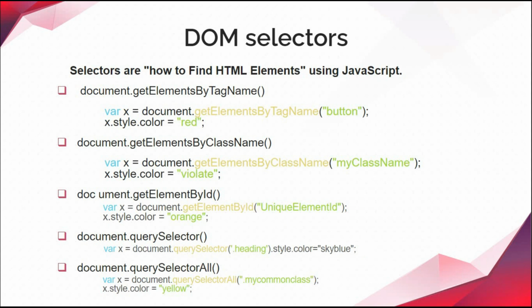The fourth one is document.querySelector. In this case, only one HTML DOM element would be returned whose class is heading. And the fifth one is document.querySelectorAll. In this case, all the HTML elements would be returned whose class is my common class.